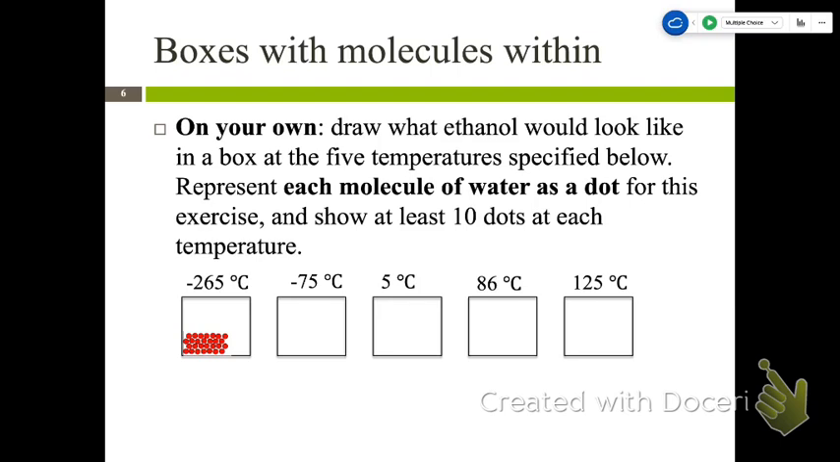Would there be a difference between the way ethanol would use it? Because that says ethanol. Or ours says ethanol. I'm just drawing.